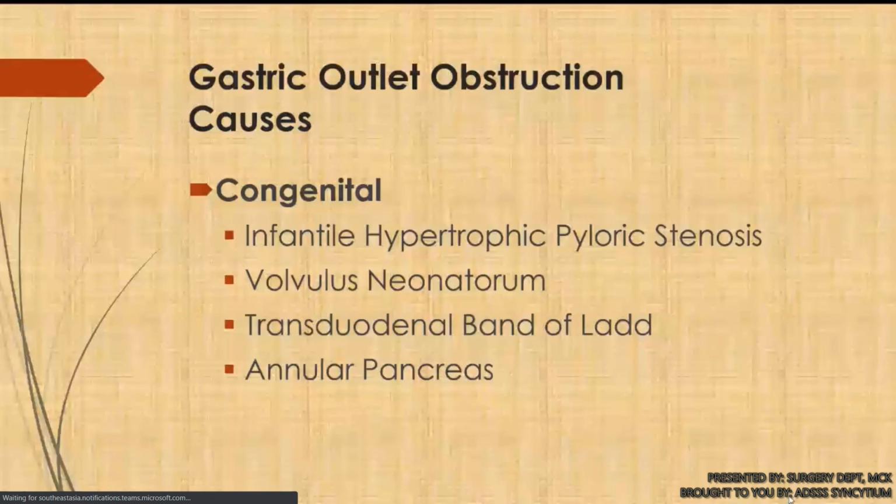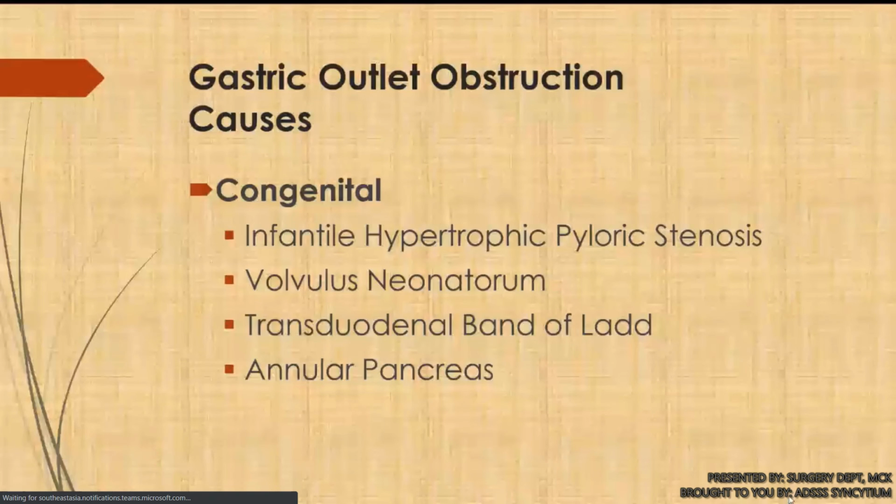Also, there is a visible lump, visible peristalsis and a lump in the upper abdomen. The peristalsis is from left to right. So one of the common causes of gastric outlet obstruction in infants is hypertrophic pyloric stenosis. It is infantile because the adult type of hypertrophic pyloric stenosis is also found.